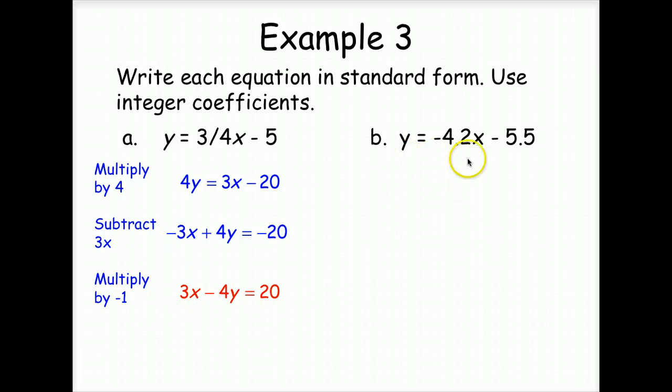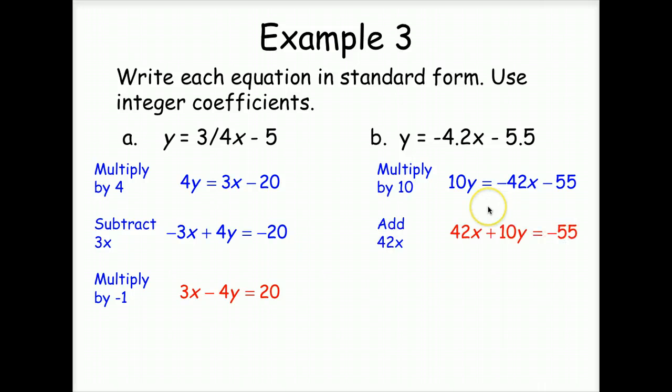Okay, b, notice we have a decimal, so what do we have to multiply by to get rid of this decimal? By 10, because this is 2/10. Then we're going to add 42x to both sides. Very good.